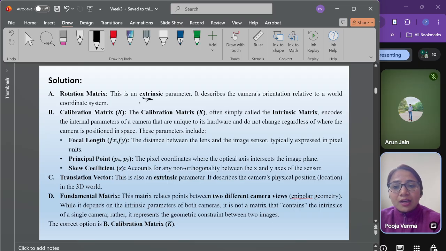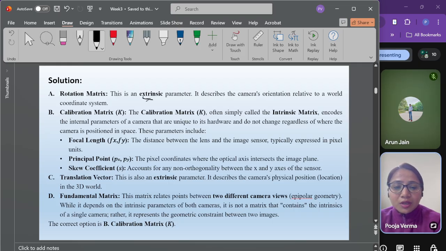So the intrinsic calibration matrix basically includes the focal length, principal point, and skew coefficient. What is a focal length? Focal length is basically the distance between the lens and the image sensor, typically expressed in pixel units. The principal point, that is px and py, is the pixel coordinates where the optical axis intersects the image plane. And the skew coefficient accounts for any non-orthogonality between the x and y axes of the sensor.